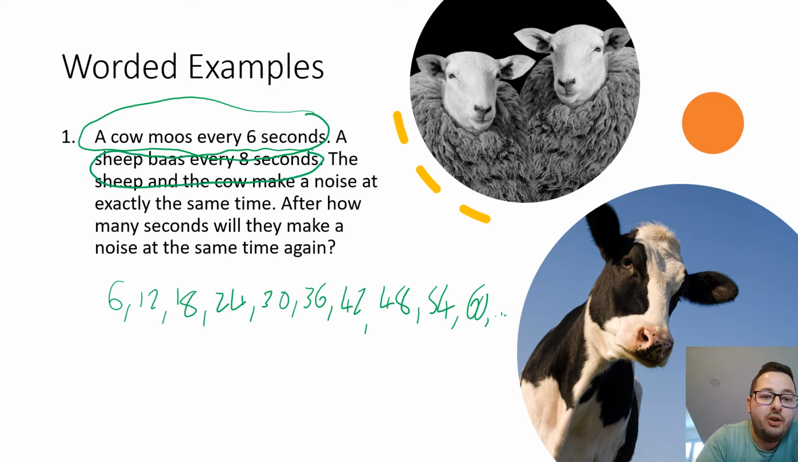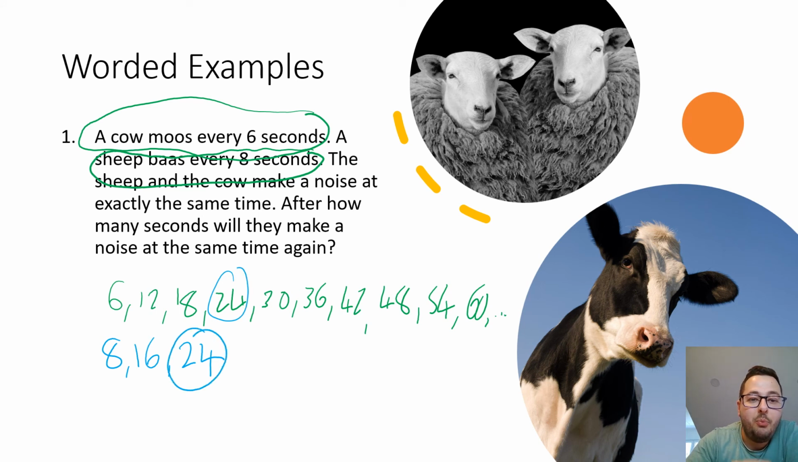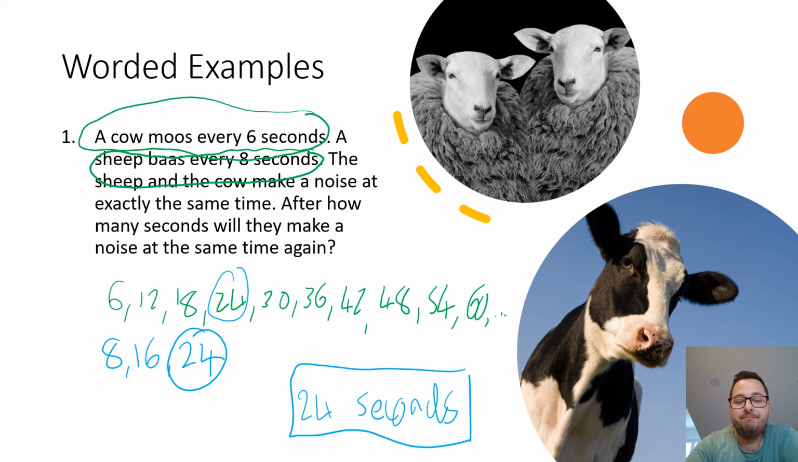And then we'll think about the sheep baaing every 8 seconds. Let's grab a different colour. That's going to be 8, 16, 24. And already I'm noticing that these are matching up. So after how many seconds? Well, it'll be 24 seconds. And that is our answer. Okay, great.